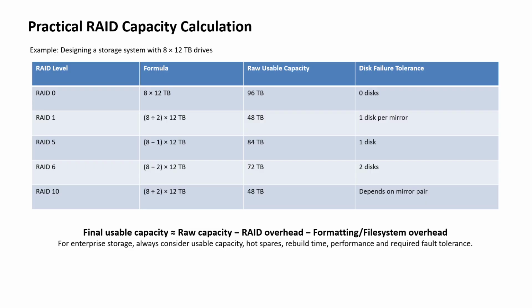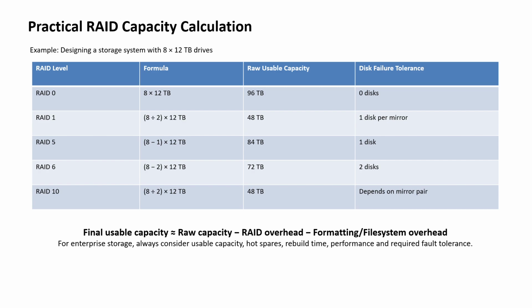For RAID 5, one disk equivalent is used for parity. So 8 minus 1, how much, 7 into 12 TB is equal to 84 TB. That's why in RAID 5 the usable raw capacity is 84 TB. So in RAID 6 what will happen, two disk equivalents are used for double parity. So here we are using two disks, so now it will become 72 TB.